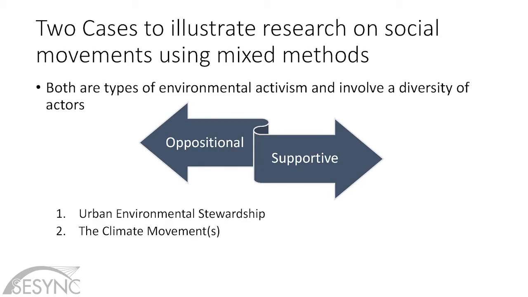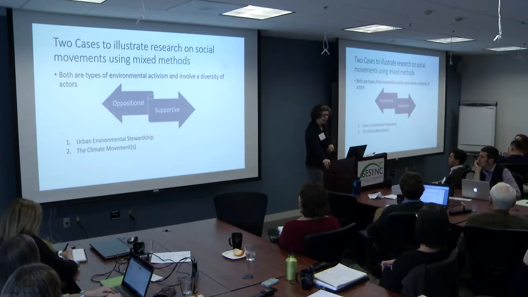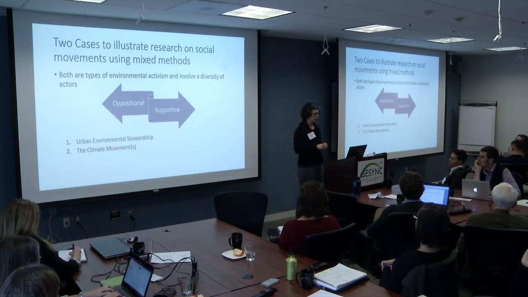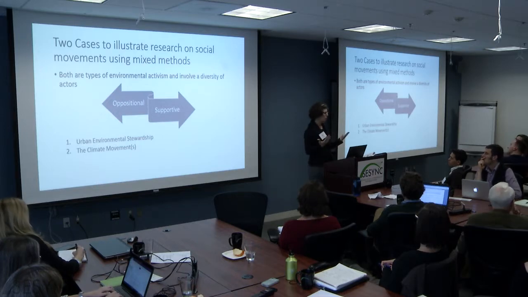So what I'm going to do today is present 2 cases from my research to illustrate research on social movements using mixed methods. Both of these are types of environmental activism, I would argue, but they involve a diversity of actors. One of them is a more supportive way of engaging in environmental activism, through what we call urban environmental stewardship, and one is more oppositional, although different actors within this movement fall within a spectrum here, in terms of the climate movement, or what I would call the climate movements that are trying to affect change around climate change. So there are very different types of environmental activism.